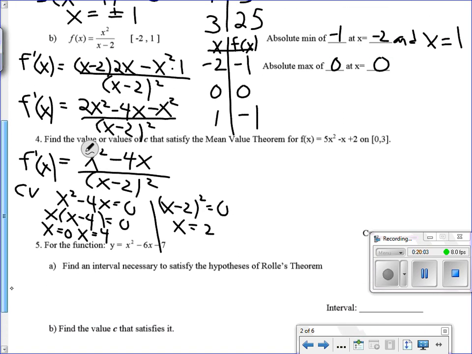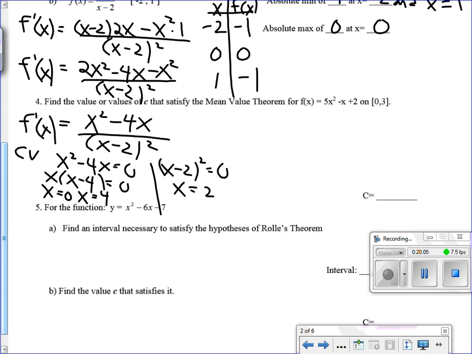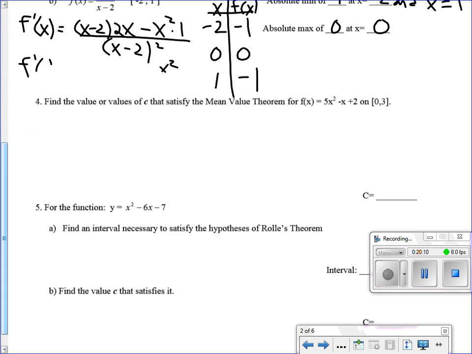Okay, moving on. Let me erase all this. Okay, next problem. Find the value or values of c that satisfy the mean value theorem. So first thing you should do is find the slope of the secant line. So we need to find out the slope of the secant line, the average rate of change, which will be the change in y's, f of 3 minus f of 0 over 3 minus 0.